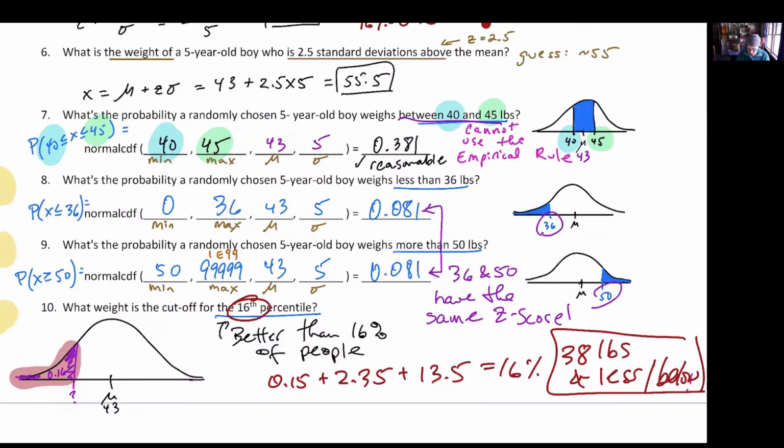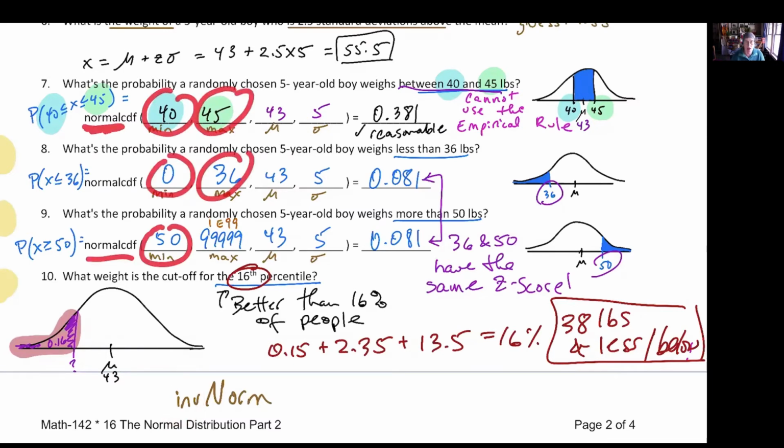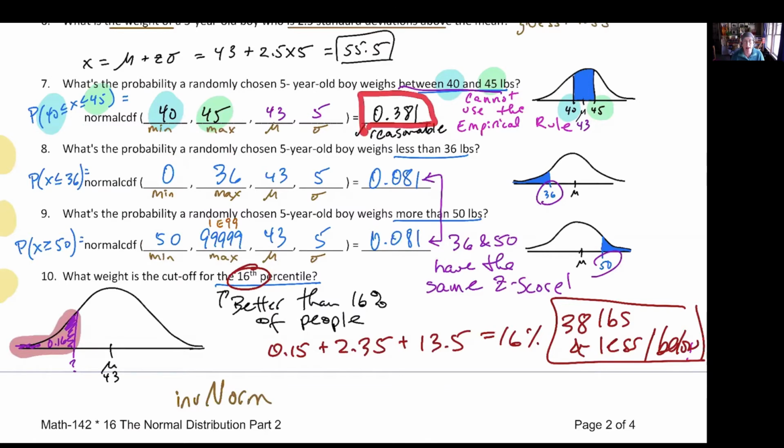We found this value just using our normal curve, but we can use it on the calculator using a function called inverse norm. And it's called inverse because we're going the opposite direction of what we normally do. In all of these, I'm given the X values on my normal curve, and it spits out a probability. Now I know the probability, and I want to find the X value, so I'm doing the inverse operation. Inverse operations: addition, subtraction, multiplication, division, squaring, square rooting. Those are all inverse operations. We have an inverse operation with our normal curve as well.